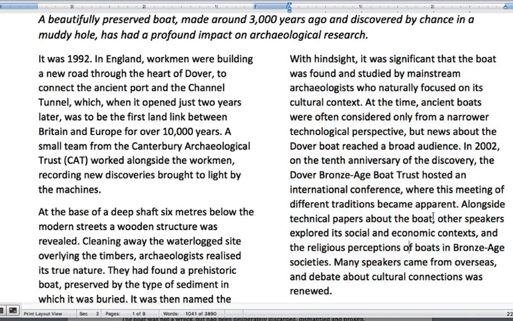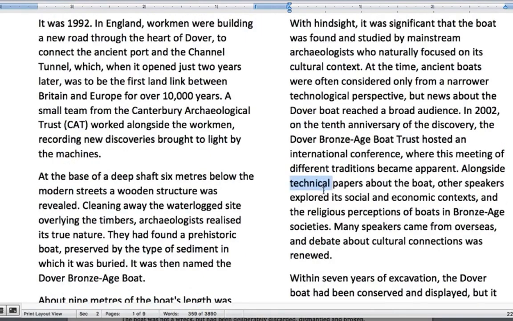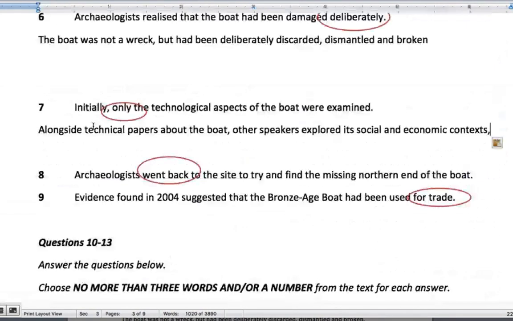It was more difficult. Students can get very confused with the only, with the initially, and with the at the time and the in 2002, but you actually didn't need to. Here's technical, and that's all you needed to know. Was it only technological aspects that were examined? Explored and examined are the same.